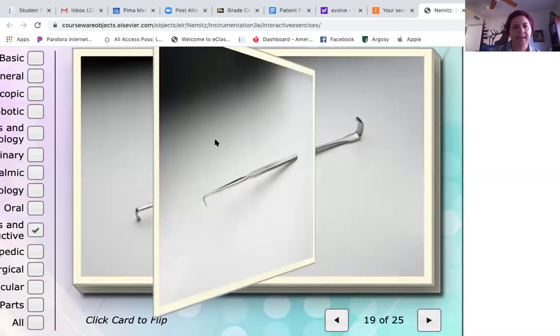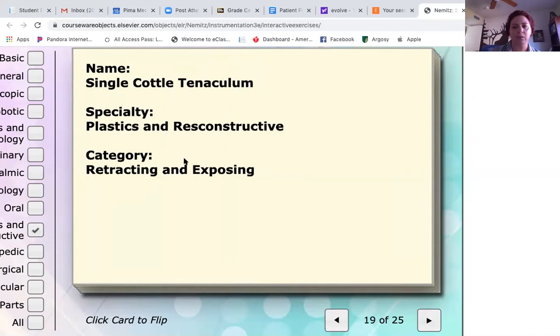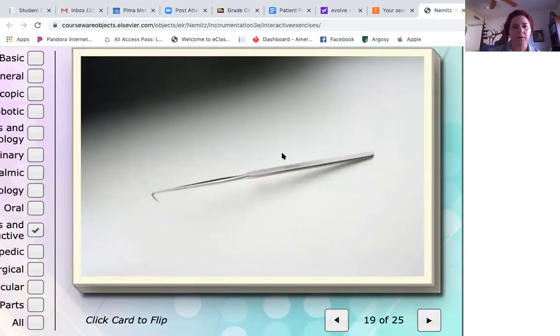So this guy is the single Cottle. The single Cottle, remember we had the double Cottle with that flat retractor handle. This one has a flat retractor handle as well. So one way we can distinguish it from the Joseph single skin hook. And also it has this more of a right angle. See it there? Instead of the little curve of the Joseph.